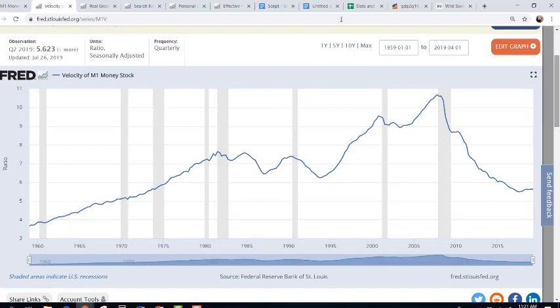M1, of course, consists of cash held by the public and money in demand deposits like checking accounts, and the growth of velocity was pretty stable starting in the late 1950s all the way up through about the early 80s, but then it started fluctuating. It went down for a while, up, down, and you can see it starts to look like a roller coaster here in the 80s and 90s, and velocity's kind of been all over the place, as high as 10 back here before the Great Recession. Now we bottomed out back down at 5. So velocity is not stable. We have ups and downs in velocity.